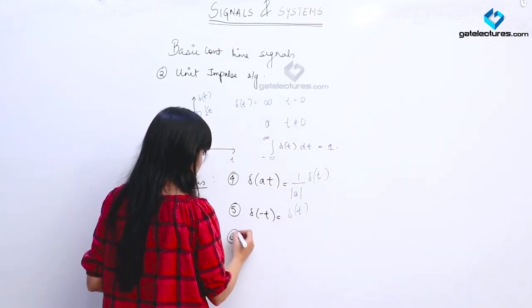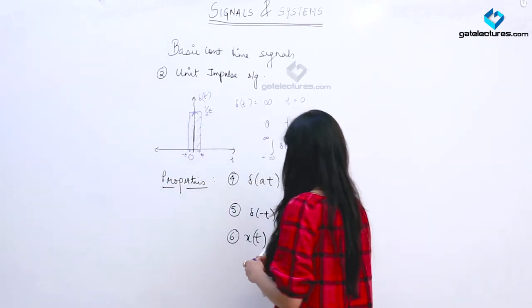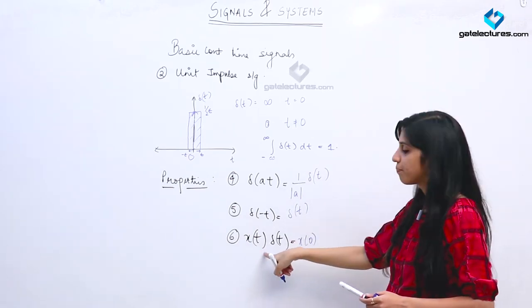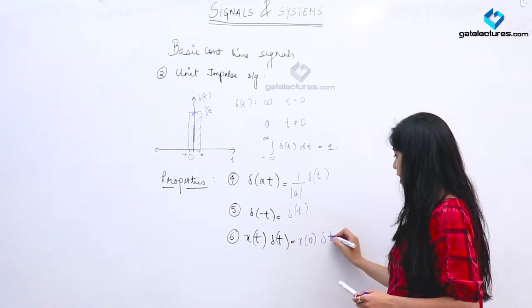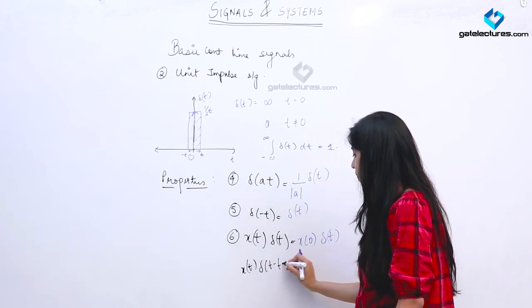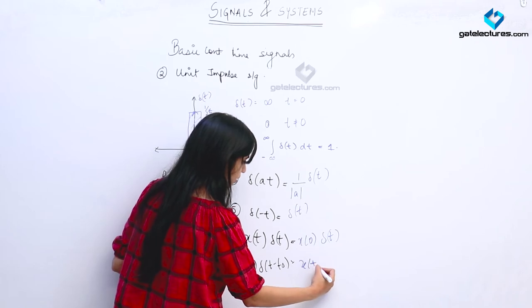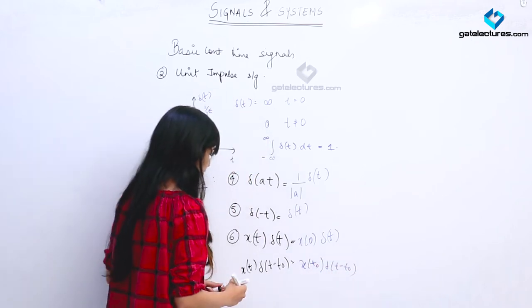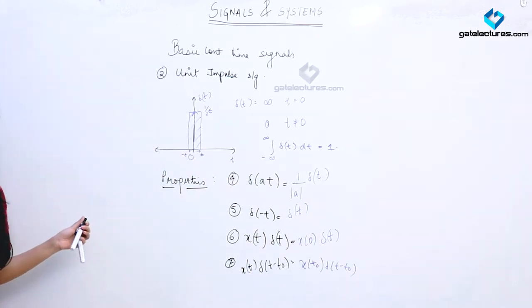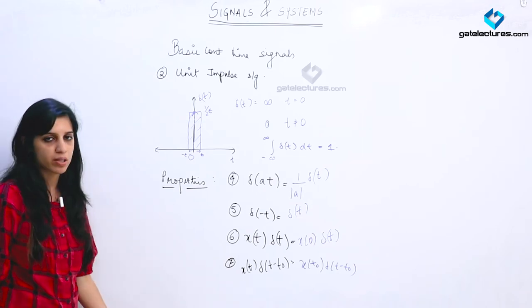Then there is one more property known as sampling, which is, so what happens when you're multiplying any function with this delta function, you're going to have the sample of the function at time is equal to 0 and delta function. Similarly, if you multiply any function with a time shifted delta function, you're going to have sample of that function at the shifted time into the delta function itself. Fine. So these are some of the properties of the impulse function. So we are going to regularly use this impulse function. This is an important signal in the subject. So you can just remember all the properties of impulse function.